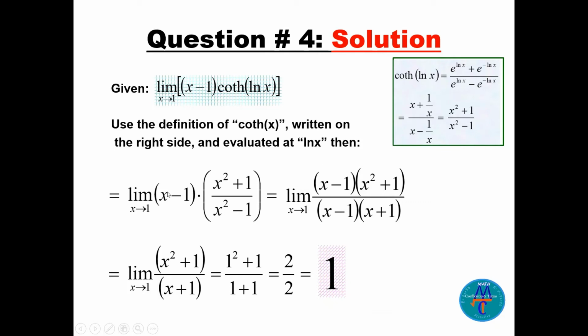So now I can rewrite the given function as x minus 1 times x squared plus 1 divided by x squared minus 1. I can factor the denominator, a difference between 2 squares: x minus 1, x plus 1. Then I will cancel x minus 1. Now to find the limit of this function, we substitute x by 1. So 1 squared plus 1 divided by 1 plus 1. 2 over 2 is the answer, so the limit will be 1.